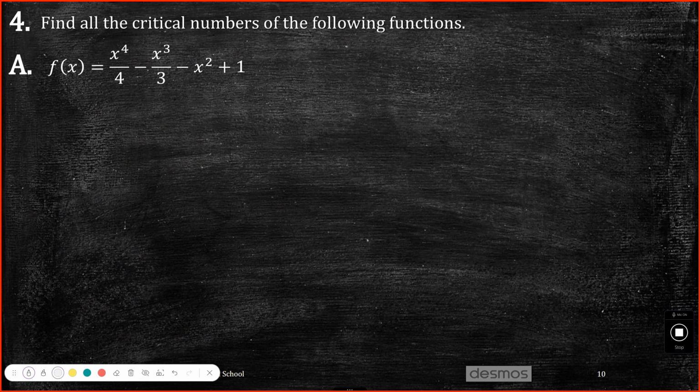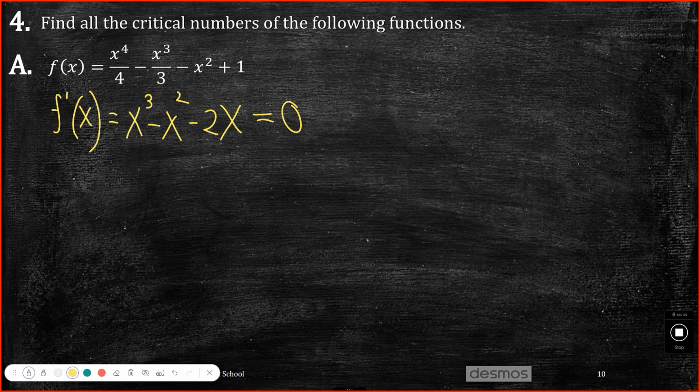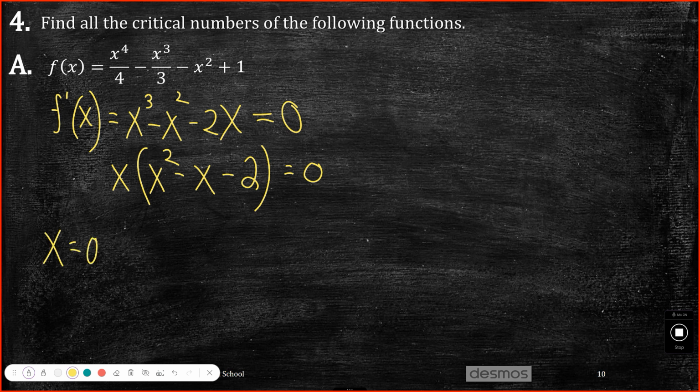So f prime of x, that's going to cancel out, x to the third, that's going to cancel out, it's going to be minus x squared minus 2x equal to 0. What do we do here to factor this out? It's a cubic, they all have an x, take out an x. This will be x squared minus x minus 2 equal to 0. So x equal to 0 is already a critical number.